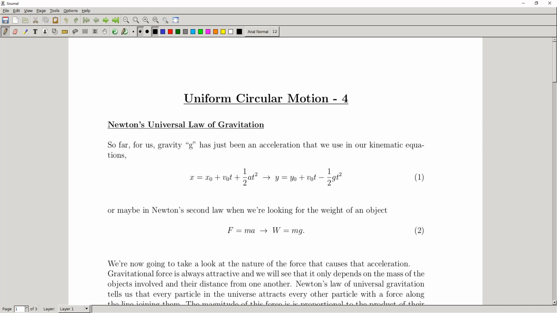Okay, this is going to be our fourth and final video in our series on uniform circular motion. We're going to change gears a little bit in this video, and we're going to be talking about Newton's universal law of gravitation. And so far, whenever we've been talking about gravity, gravity's been an acceleration for us, right?